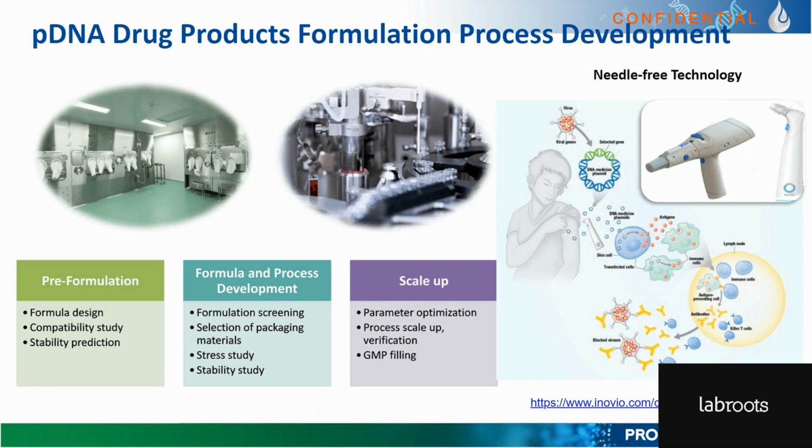So once all the upstream and downstream processes have been concluded, we move on to the formulation process of our drug product. The DP formulation development process involves 3 major stages. The first stage, the pre-formulation, consists of designing the formula, conducting compatibility studies, and predicting the stability. In the second stage, formula development, we screen and select appropriate packaging material and complete stress and stability tests to assure our product can be stable under harsh conditions in the selected formula.